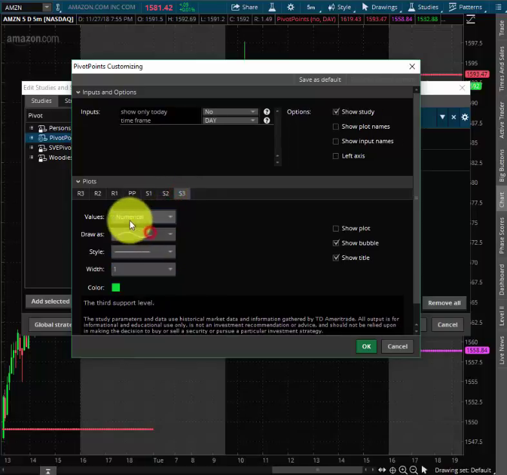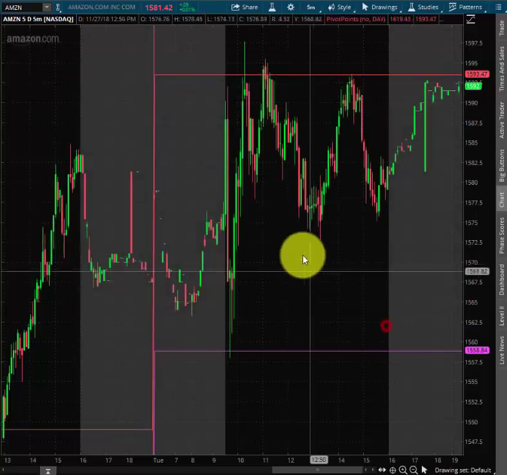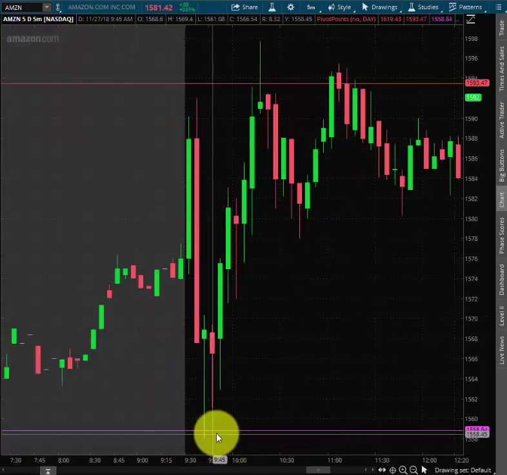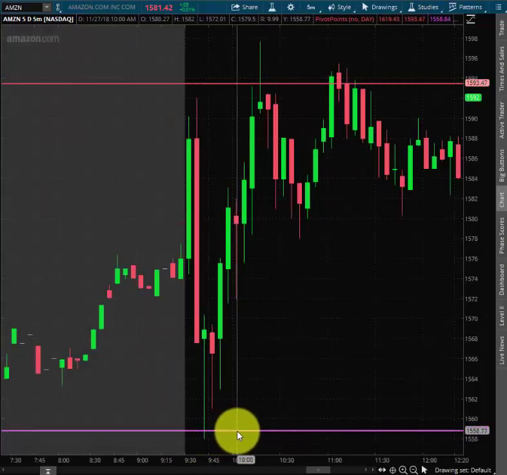And if you need to make them thicker or whatever, you can change the width, color. To me, it's easier, guys, to just leave the colors as they are because red is usually resistance, support is usually green on my chart anyways. So it's easier to keep them like that. And then the mid pivot's in purple. Okay, so apply this to the chart and you can see that they're straight lines now, right? They're a lot cleaner, easier to read than those dots.